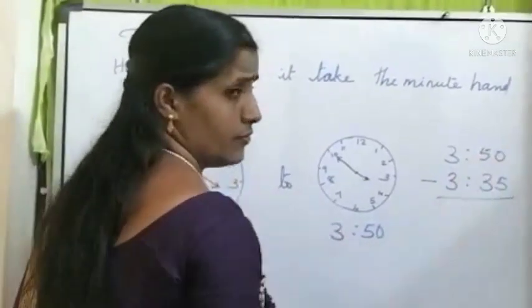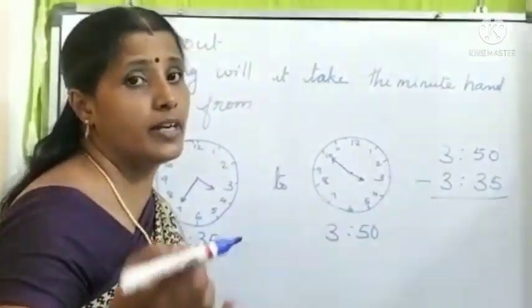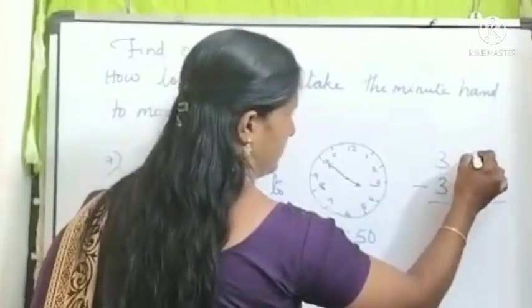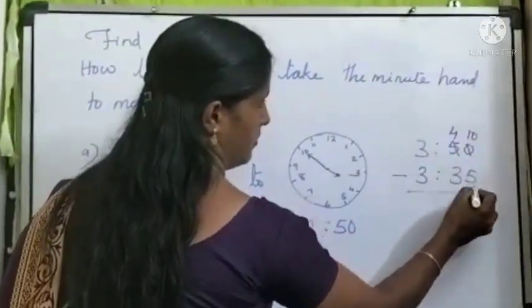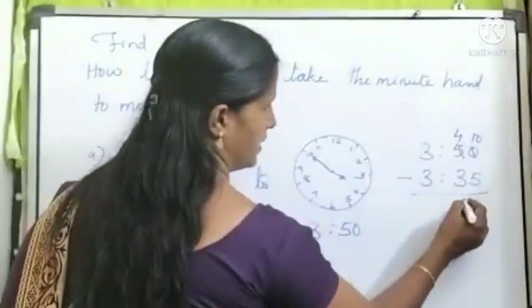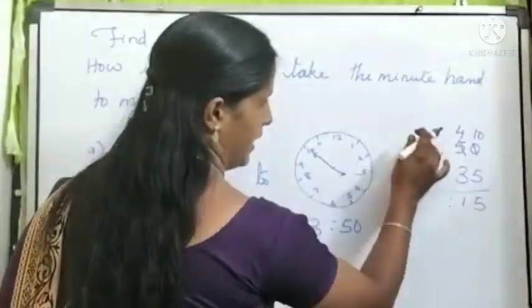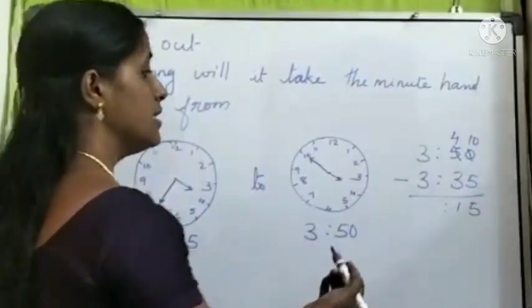0 minus 5. Is it possible? No. What do we have to do? Yes, borrowing here. So 5 becomes 4 and 0 becomes 10. 10 minus 5 is 5. 4 minus 3 is 1. And in our subtraction, 3 minus 3 is 0.